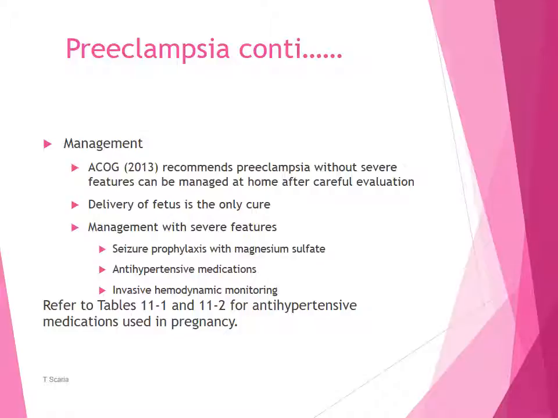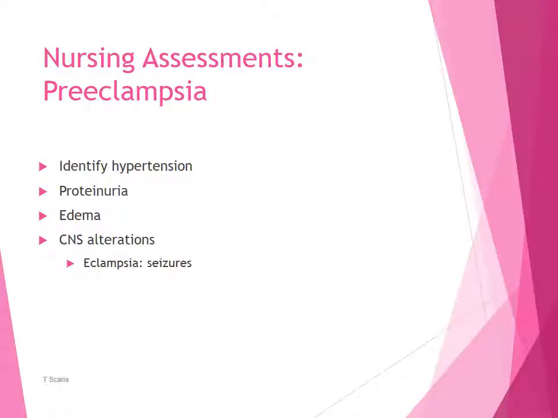The management of severe preeclampsia is seizure prophylaxis with magnesium sulfate. Although magnesium sulfate is considered pregnancy classification D, it is widely used in the treatment of preeclampsia. Antihypertensive medications are used, and invasive hemodynamic monitoring is done. Also, I would like you to read about antihypertensive medications used in pregnancy from your textbook. Nursing assessment includes identification of hypertension, proteinuria, edema, and CNS alterations such as seizures in case of eclampsia.